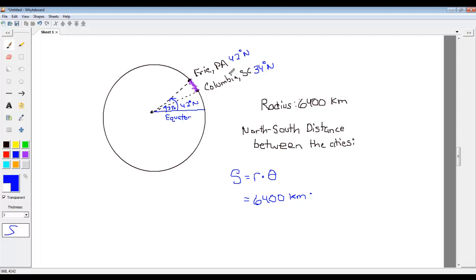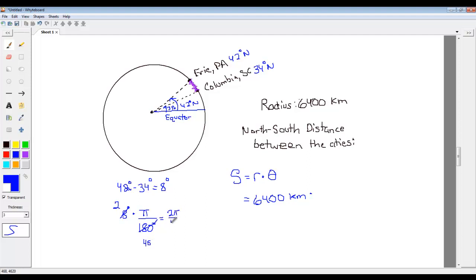Okay, they gave us the degrees each one exists from the equator. So let's subtract those to see how far apart they are. And we get 8 degrees. But then remember that in this formula, theta has to be in radians. So we got to take the 8 degrees and multiply by pi over 180 degrees. And let's see, 4 will go in evenly. 2, 45. So we get 2 pi over 45.